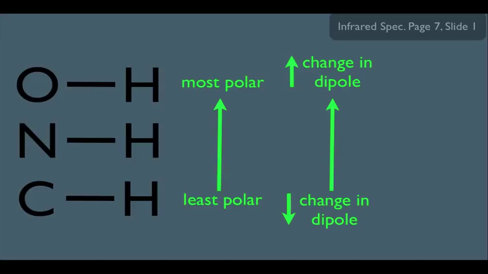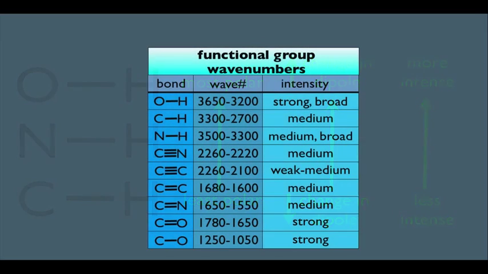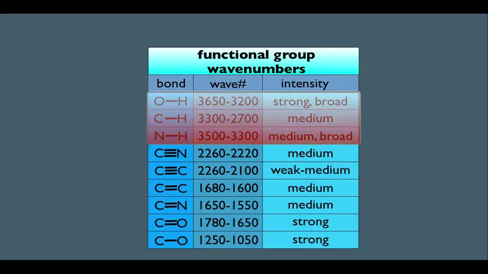What we're learning here is the relative intensities. That means the CH bond would be less intense, and the OH bond would be more intense. And of course, the NH bond would be somewhere in the middle. Notice we see this in our wave number chart. Right here, we have the OH, CH, and NH bonds. Notice how the OH has the strongest intensity, and the CH and NH have medium intensities.